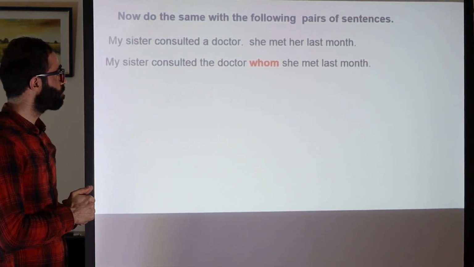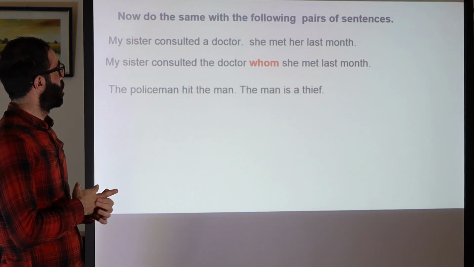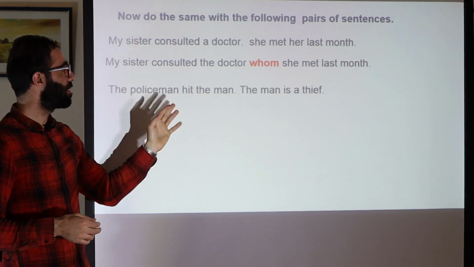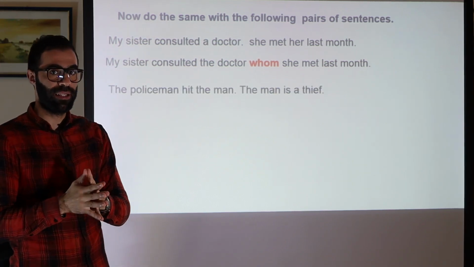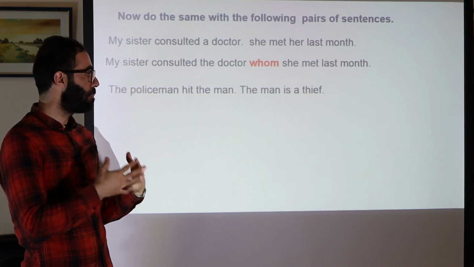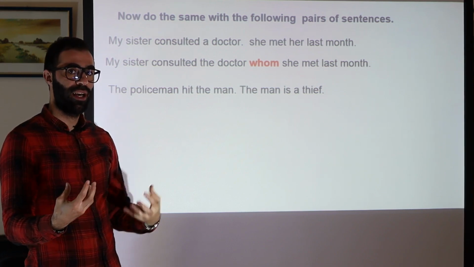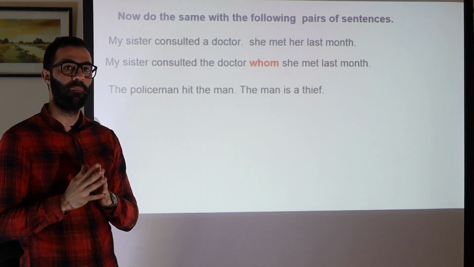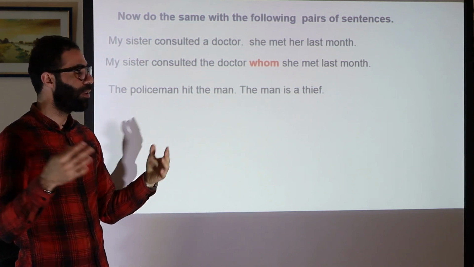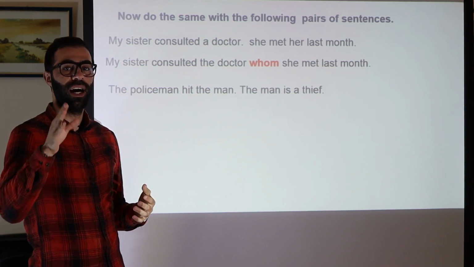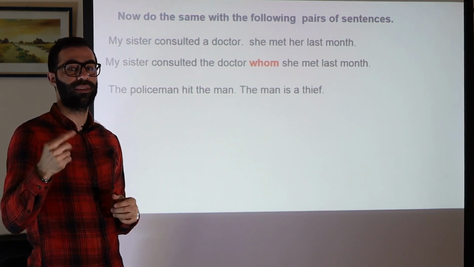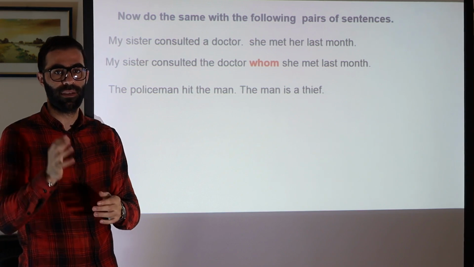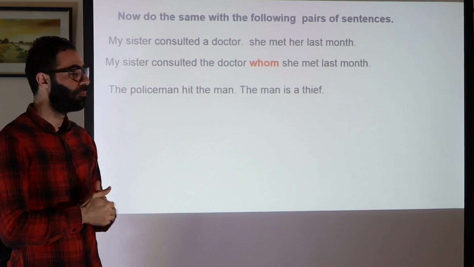Another example. The policeman hit the man. Full stop. This is sentence number 1. And sentence number 2. The man is a thief. Now we have two sentences. I'd like you to combine them in one sentence by using the appropriate relative pronoun, which is whom.